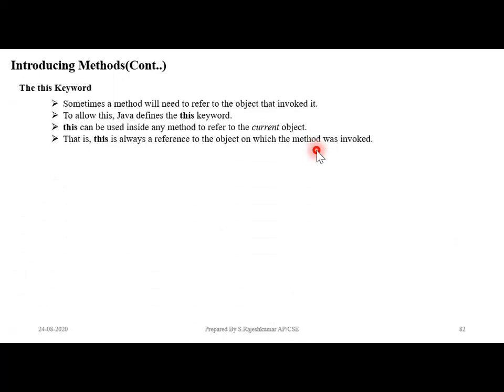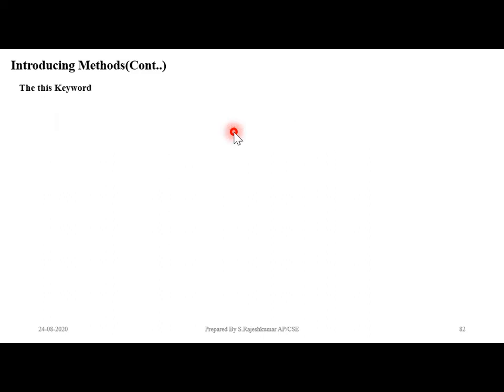Okay, the this keyword, this is a very important thing. Sometimes a method needs to refer to the object that invoked it. The method needs to know which object invoked it. In such cases, Java defines the this keyword. If a method in Java wants to know which object invoked it, that means which object is currently invoking it. Could you understand?